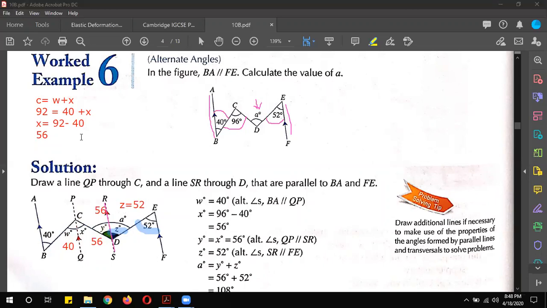Now to find angle A, this becomes Y plus Z. So A becomes Y is 56 plus Z is 52. So A becomes 108 degree, and that is the answer to this question.